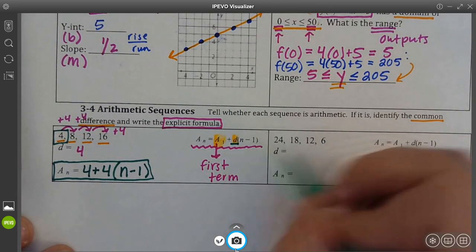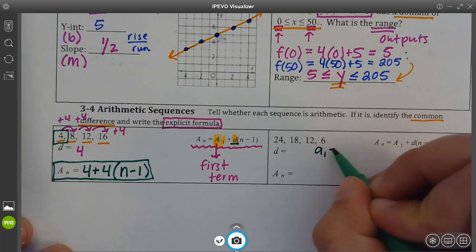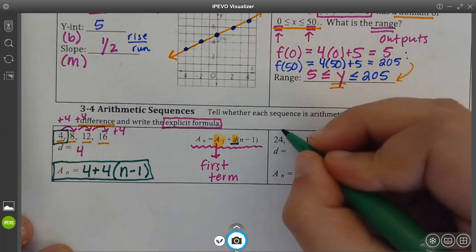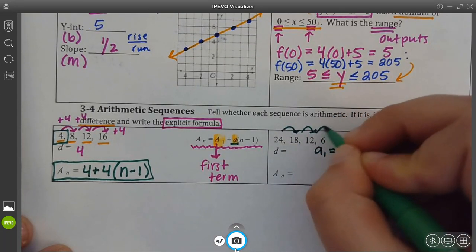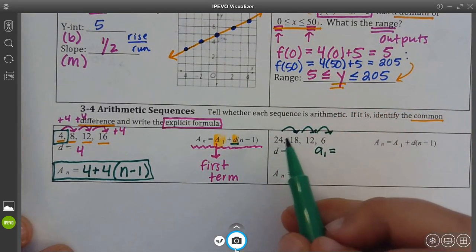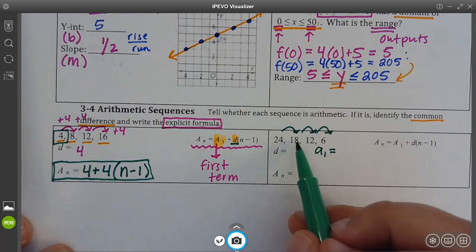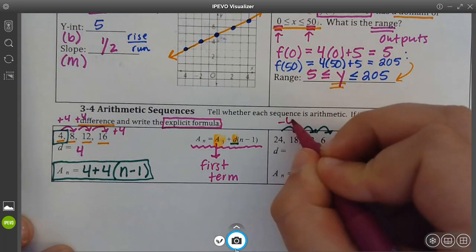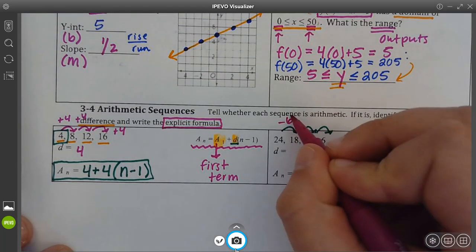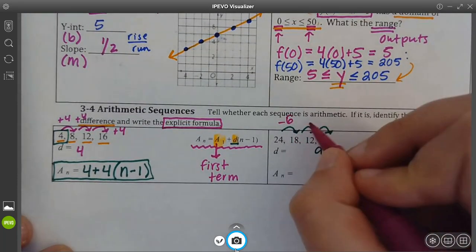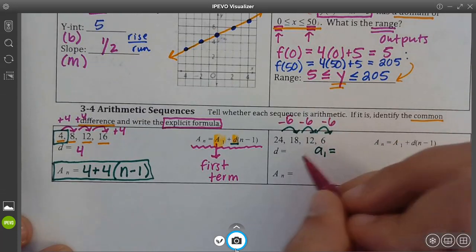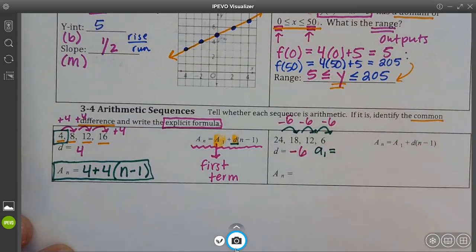So for my second sequence, I'm going to write a little space for me to find A1. And I'm going to try to identify the pattern again here. What do I have to do to go from 24 to 18? Well, this time I'm subtracting a number. My number is decreasing. I'm subtracting 6. From 18 to 12, I subtract 6. From 12 to 6, I subtract 6. So my common difference here is negative 6.